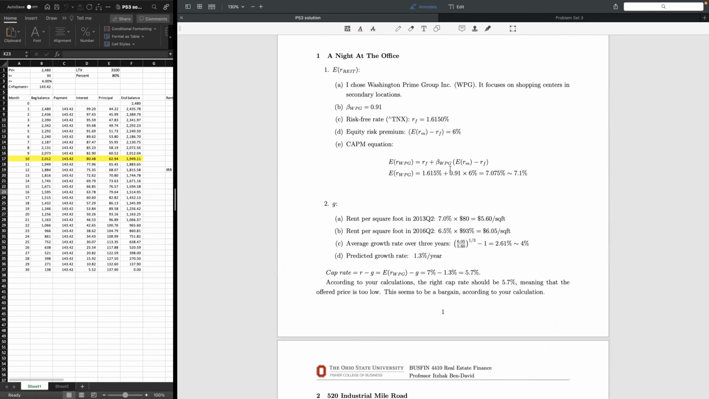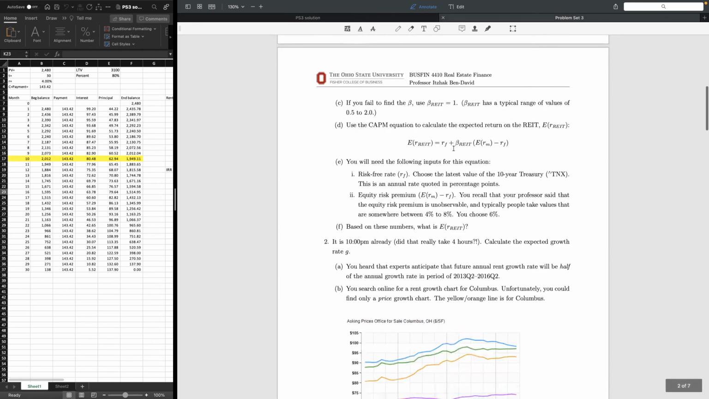So the beta of that REIT is 0.91. Usually for stocks or indexes or REITs, the beta would be around 1. So like 0.8, 1.5, something like that would be reasonable. I believe everyone found a reasonable number, which is totally fine. Just keep in mind it's within some range. And the third one is if you fail to find, because I found one, then this one is not relevant.